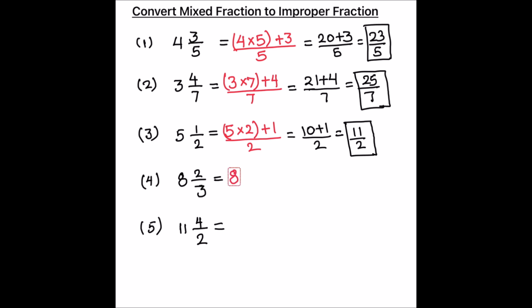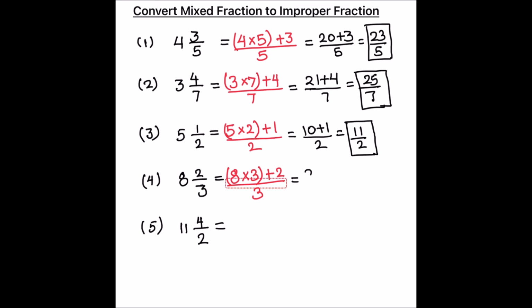Whole number 8 times 3, the denominator, plus numerator, which is 2, divided by 3. So 8 times 3 is 24, plus 2, divided by 3. 24 plus 2 is 26 upon 3. This is our final answer. We are going to box the answer and we'll move on to the next one.